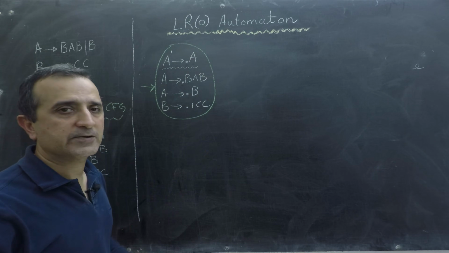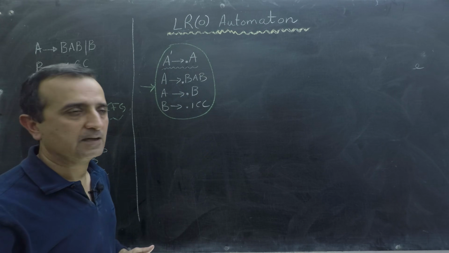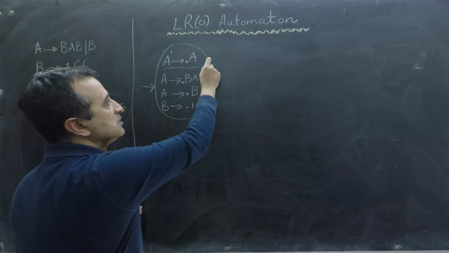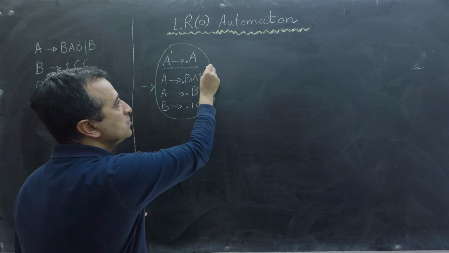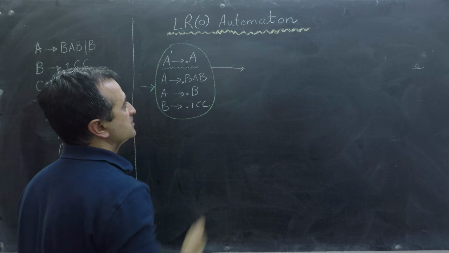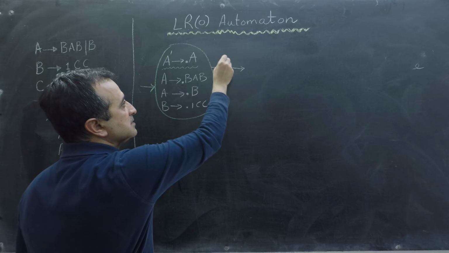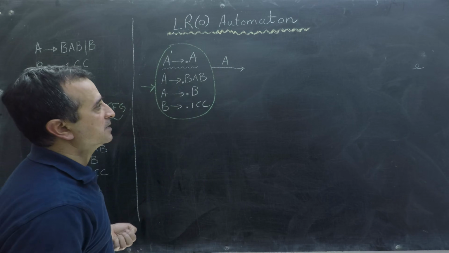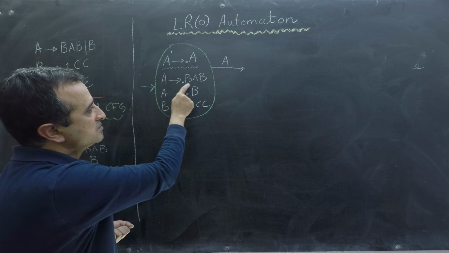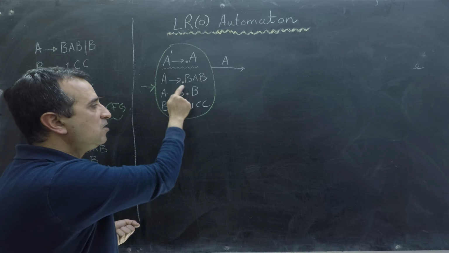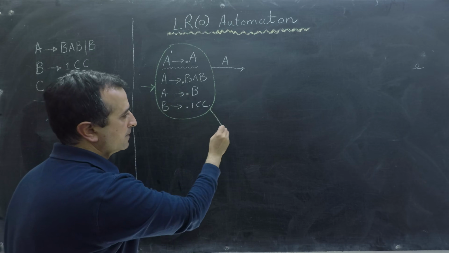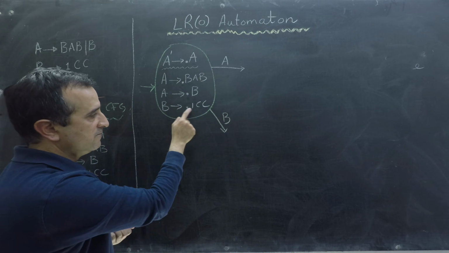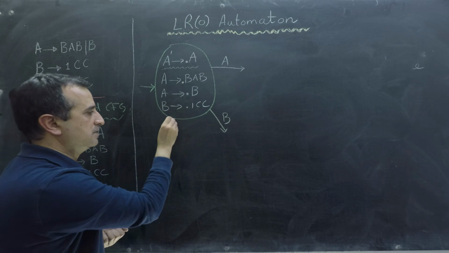Now I have to create transitions from my start state. For that, I will use my goto rule. Using the goto rule, I will have a transition on symbol A because the dot was before A. Similarly, I will have a transition on symbol B because there is a dot before B. And I will have a transition on symbol 1 because the dot is before 1.